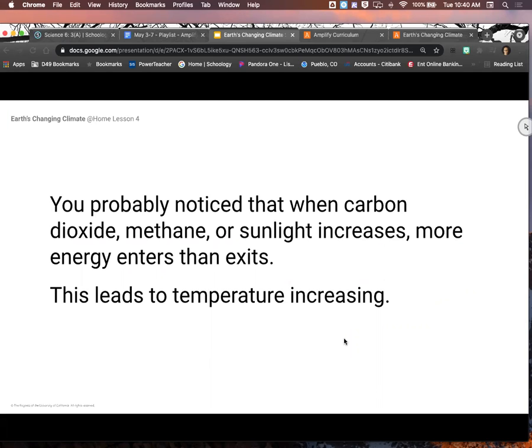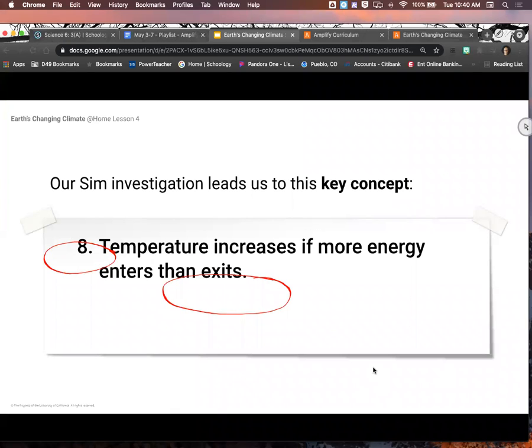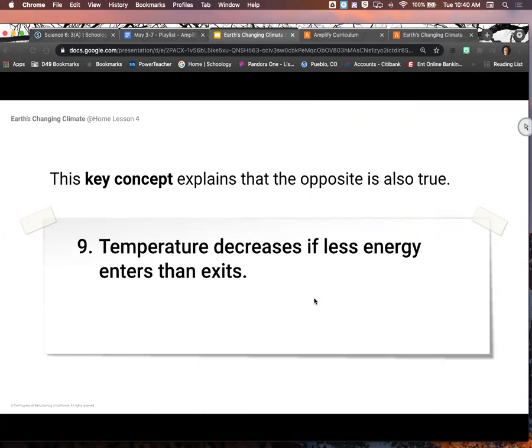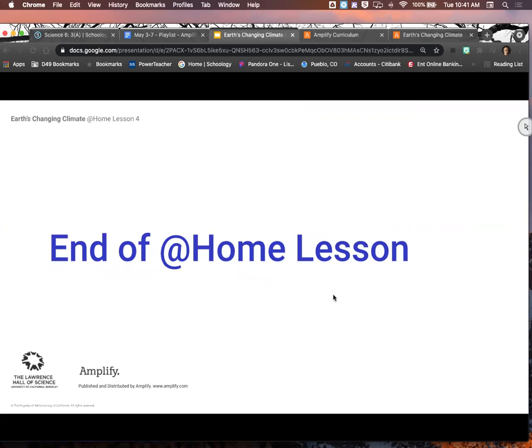Remember that as energy increases, as this gets greater, this gets greater. Temperature increases if more energy enters than exits. So temperature decreases if less energy enters than exits. So we're up to our 9th key concept, and that is the end of our lessons.